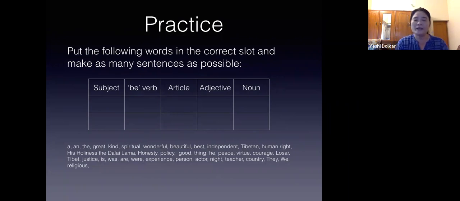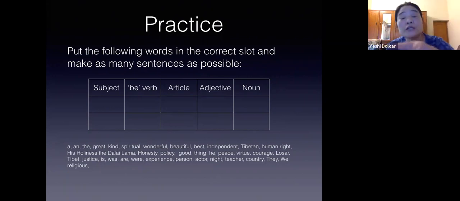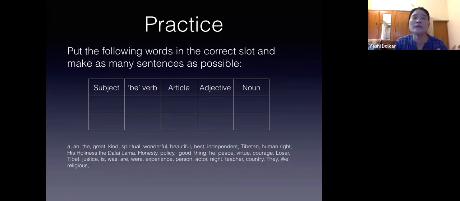There are two types of linking verb. One is a be verb. One is a non-action verb. So have is a linking verb, not a be verb, because it is not an action. I have my breakfast is different.